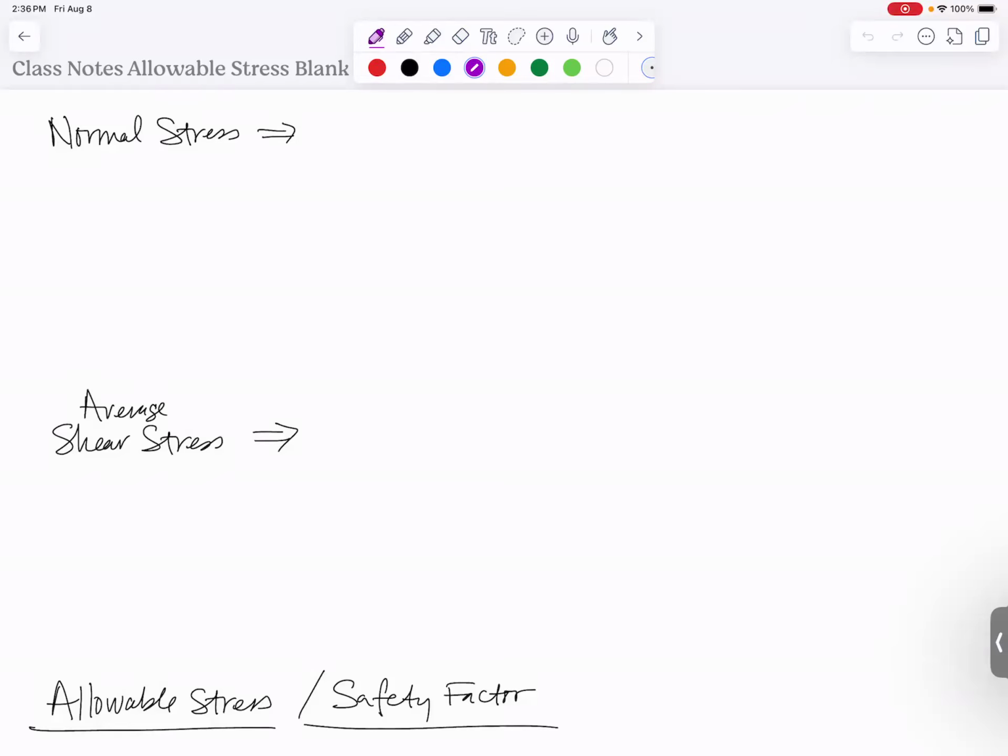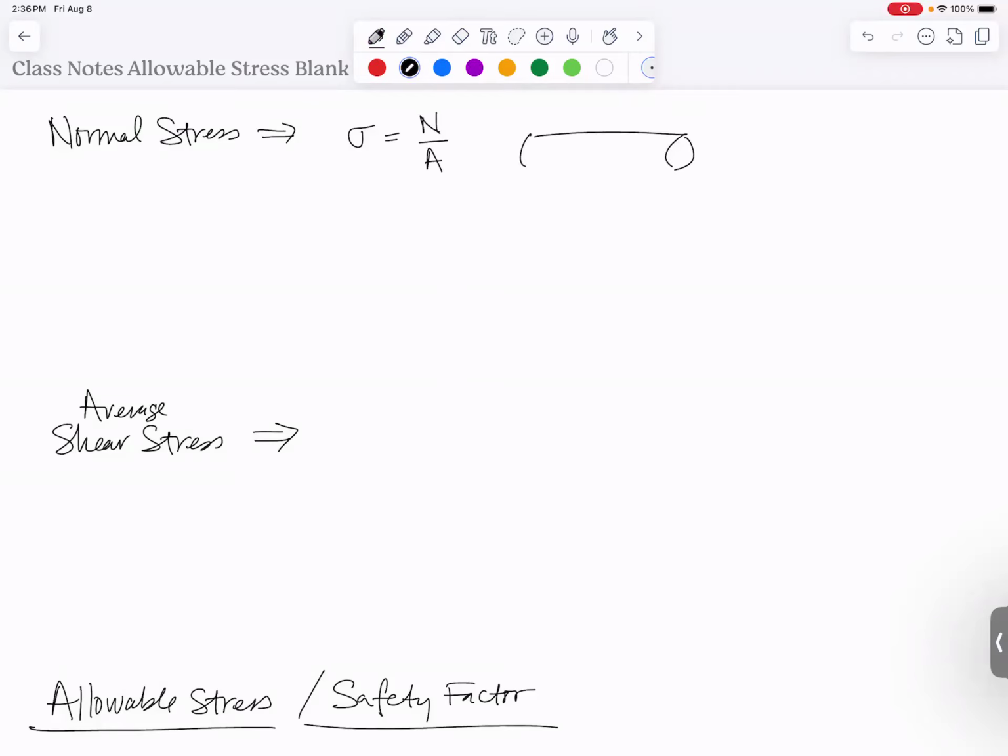Before we jump into today's new topic, which is allowable stress and safety factors, I want to quickly review the two kinds of stresses that we've used so far in this class. The first is what we call normal stress. We calculate normal stress, the Greek letter lowercase sigma, as equal to the normal force N divided by the cross-sectional area.